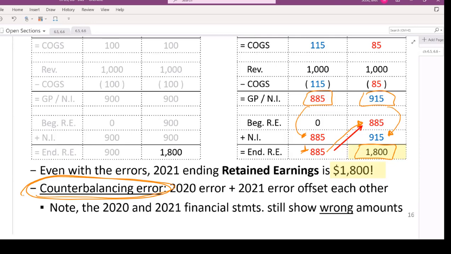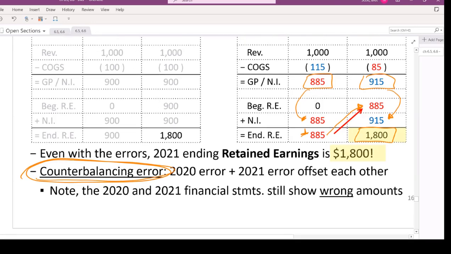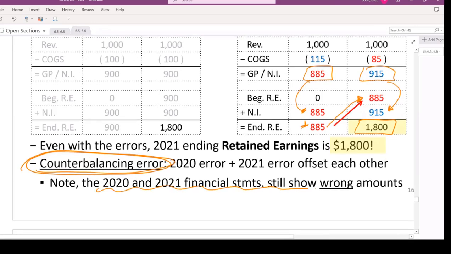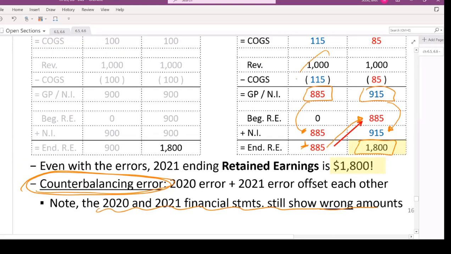However, given that the records are all fixed, here's the problem. The individual financial statements are still wrong because the income statement shows incorrect cost of goods sold in 2020. It shows the incorrect cost of goods sold in 2021. It shows incorrect net income in 2020 and incorrect net income in 2021. So the financial statements, which take a snapshot of certain periods, will still be messed up. But do we need to do anything in our accounting system? Do we need to input a journal entry to fix anything? At this point, no, it has fixed itself.